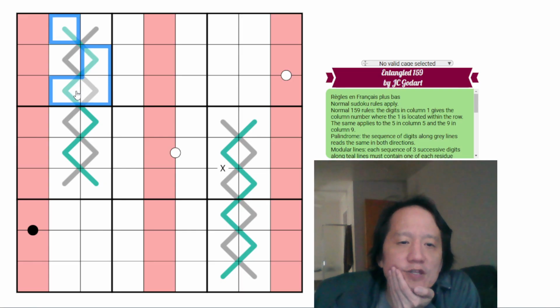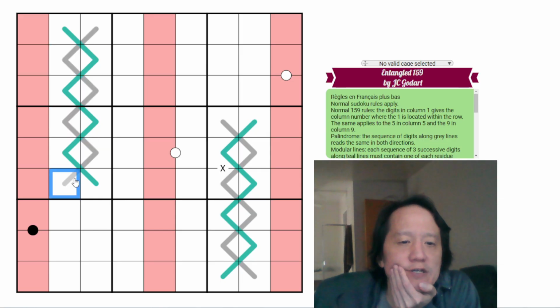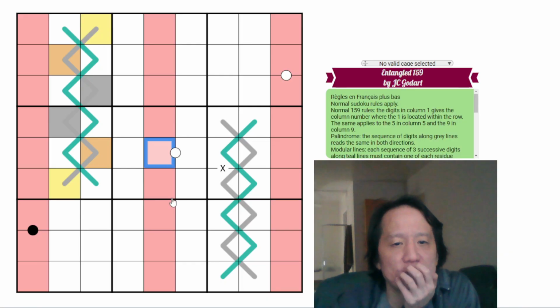So we know these. Sorry, the gray lines are palindromes, which means specifically this line equals this. This line equals this. And this line equals that. Same here, right? We'll just make it here. Pink, I don't know, green. And so this is green. This is pink. And that's blue.